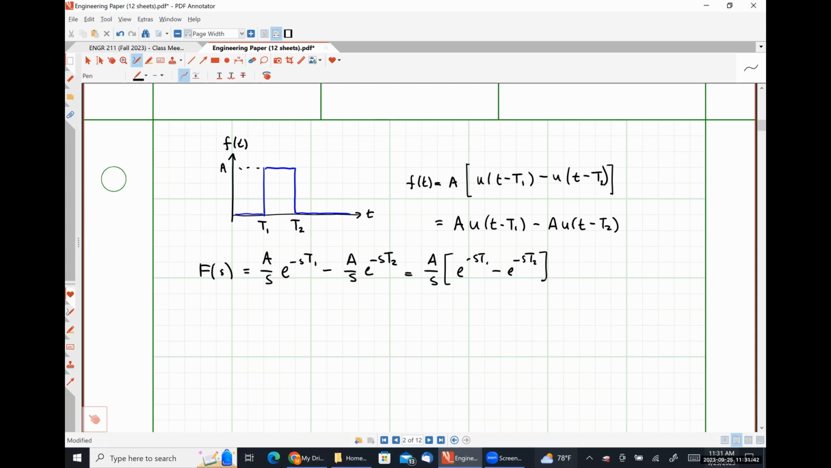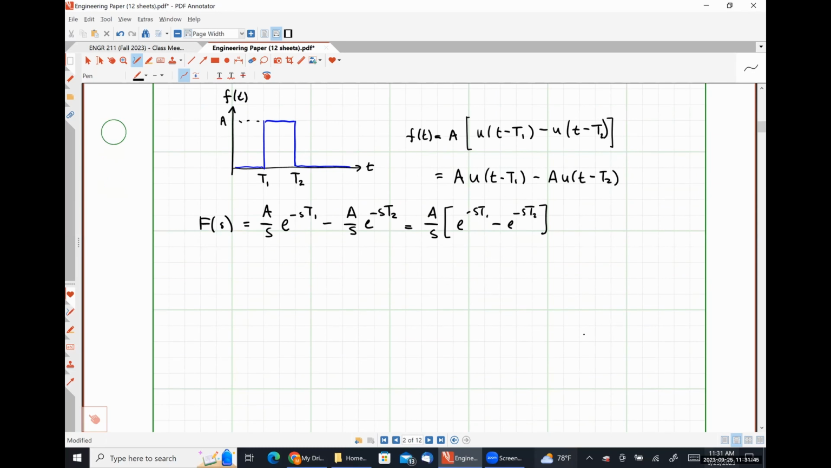Okay. Let's say that we have a function that is an exponential.